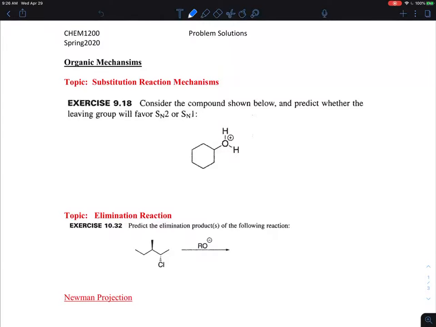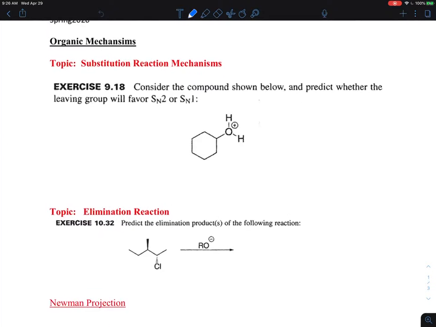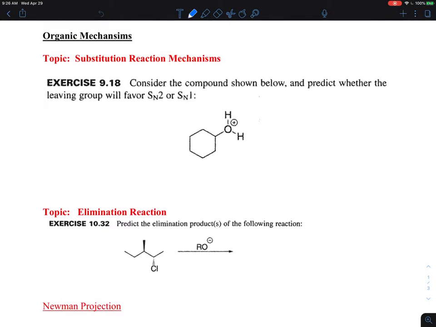So this is on organic chemistry, the second discussion problem set. I am going to solve this problem very quickly here. The first problem is asking: can you predict whether this leaving group, so you have to identify the leaving group, will favor SN1 or SN2?